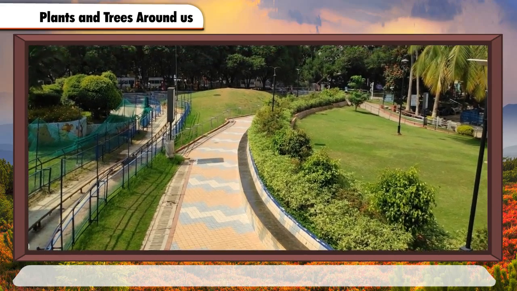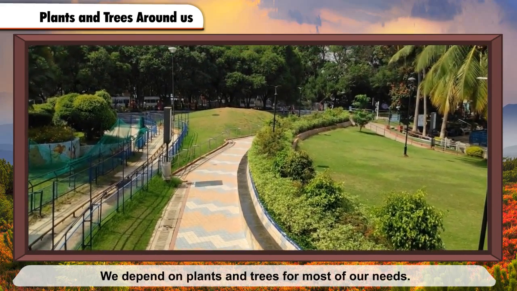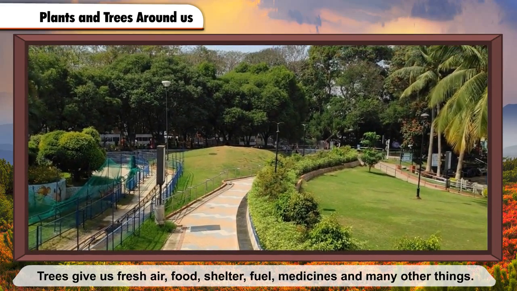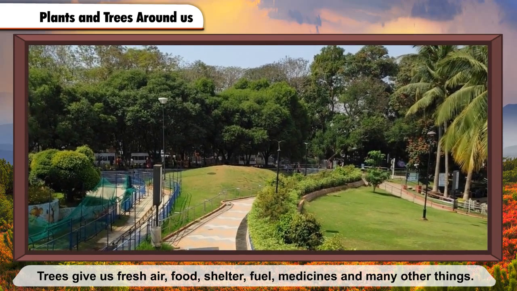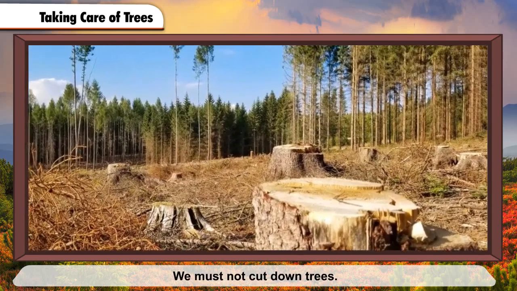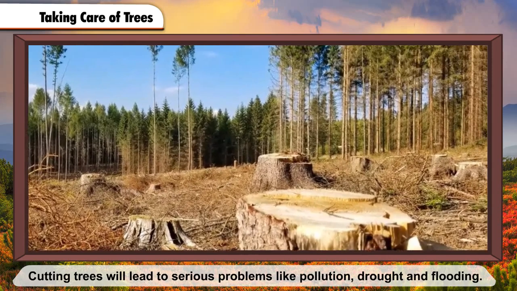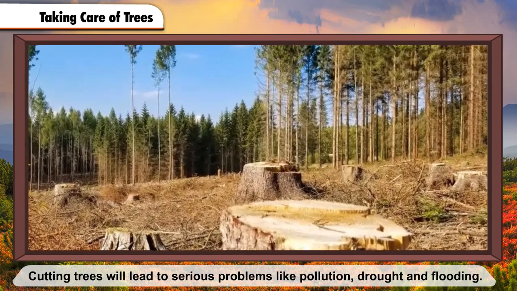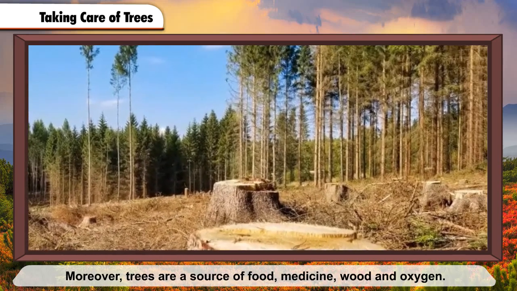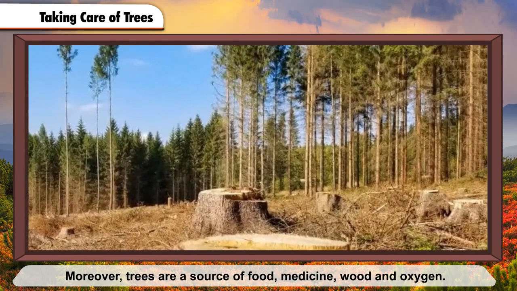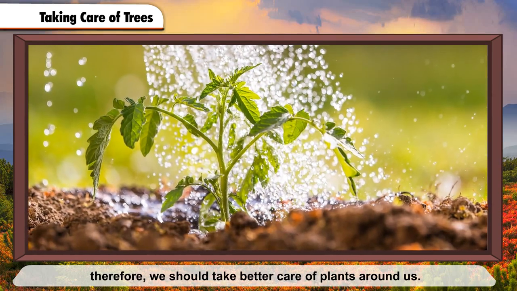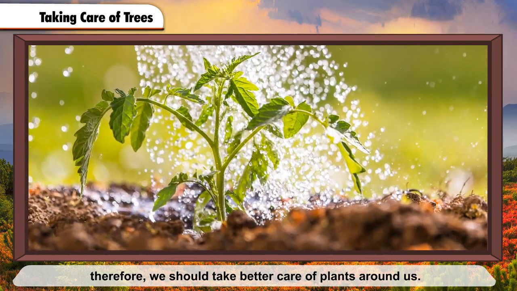Plants and trees around us. We depend on plants and trees for most of our needs. Trees give us fresh air, food, shelter, fuel, medicines and many other things. We must protect them. Taking care of trees. We must not cut down trees. Cutting trees will lead to serious problems like pollution, drought and flooding. Moreover, trees are a source of food, medicine, wood and oxygen. It will be impossible for us to survive without trees. Therefore, we should take better care of plants around us.